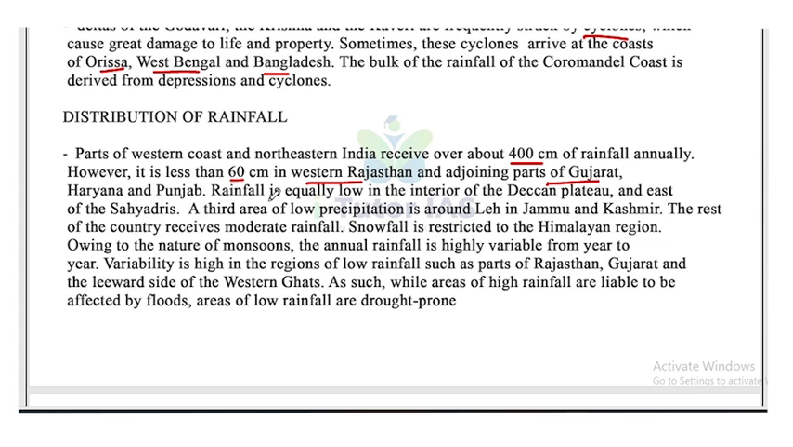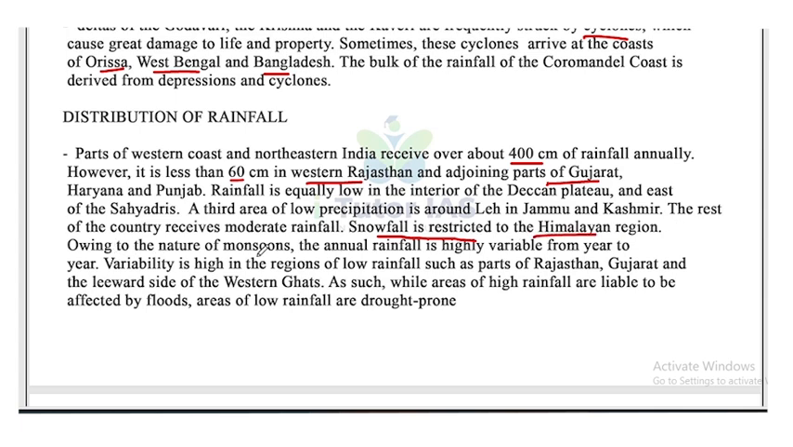Now, rainfall is equally low in the interior of the Deccan Plateau and east of Sahyadris. A third area of low precipitation is around Leh in Jammu and Kashmir. The rest of the country receives moderate rainfall and snowfall is restricted to the Himalayan region. So the snowfall is in the Himalayan region.